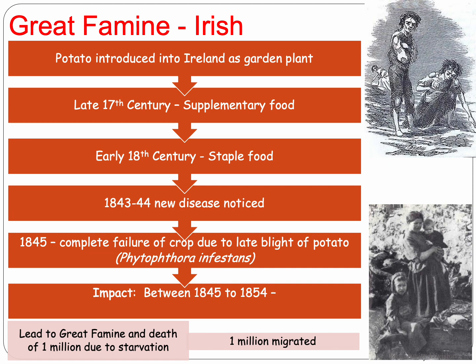And the impact is that between 1845 and 1854, 1 million people migrated from Ireland to other countries, because it led to the Great Famine and the death of 1 million due to starvation.